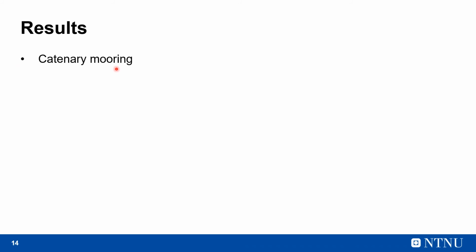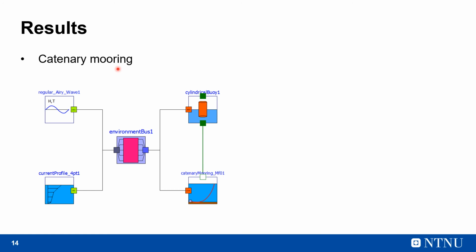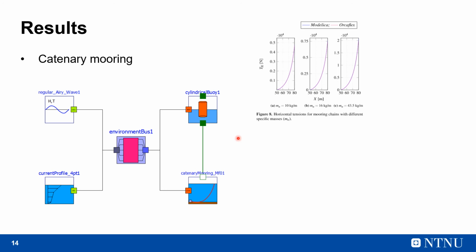We now discuss the results of the catenary mooring component model. In the system model, we connect the mooring line to the cylindrical object. We specify the waves and the current to 0, and then we specify the cylindrical buoy equation of motion in such a way that it gives a motion to the cylindrical buoy, and at different instants we look at the mooring loads. We see that the mooring loads are in good agreement between both Modelica and Orcaflex for different specific masses of the mooring line.